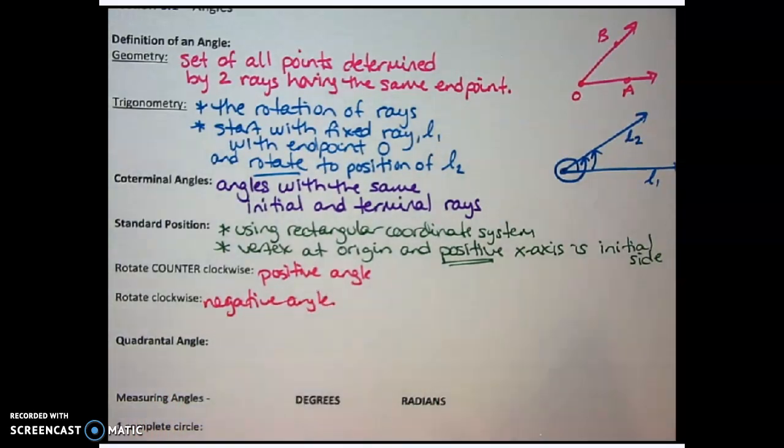A quadrantal angle is simply an angle whose terminal side is on the x or the y-axis. So in other words, an angle that has a measure of 0, 90, 180, 270, 360. Keep adding 90 degrees, and those are all going to be quadrantal angles.